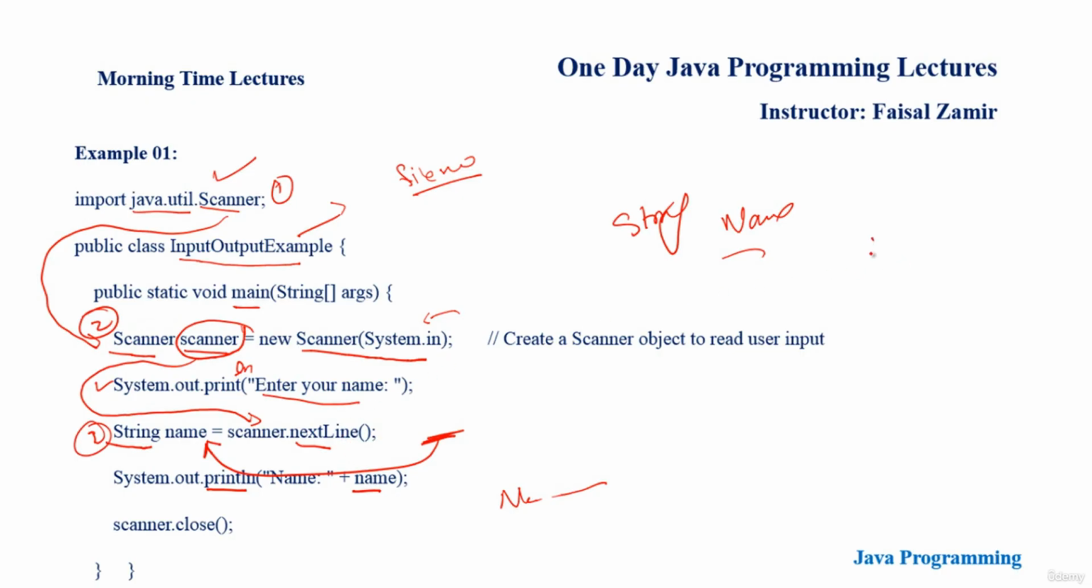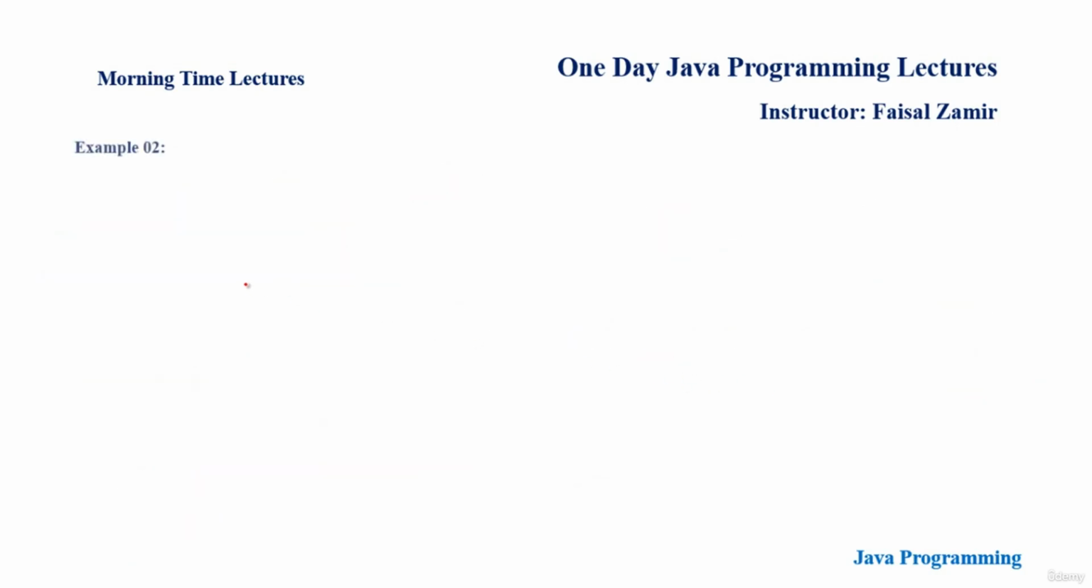So if you want to get a number from the user, for example I want to get a number a and b number, and I want to add these both. Now how can I do this? So in example 2, same, you have to import that Scanner class. So you can see the IntegerInputExample. So this is another class.